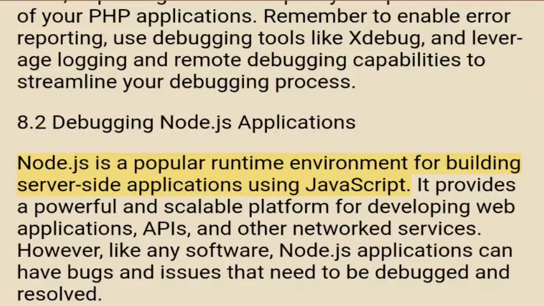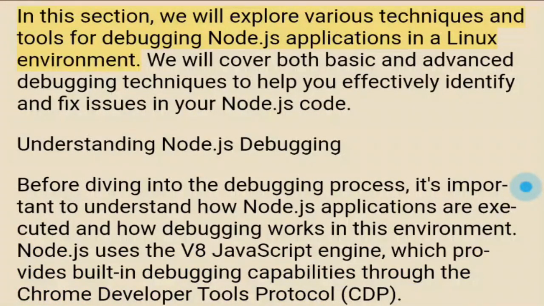8.2 Debugging Node.js applications. Node.js is a popular runtime environment for building server-side applications using JavaScript. It provides a powerful and scalable platform for developing web applications, APIs, and other networked services. However, like any software, Node.js applications can have bugs and issues that need to be debugged and resolved. In this section, we will explore various techniques and tools for debugging Node.js applications in a Linux environment.